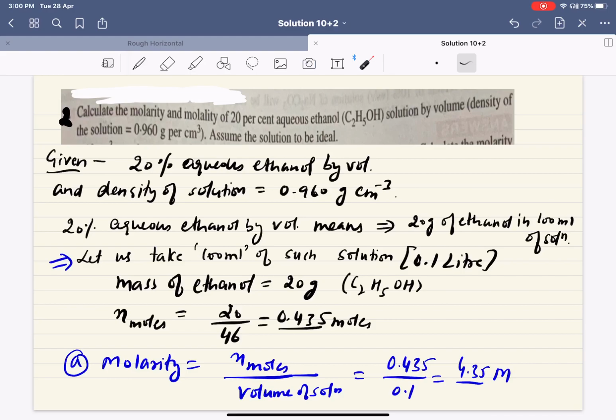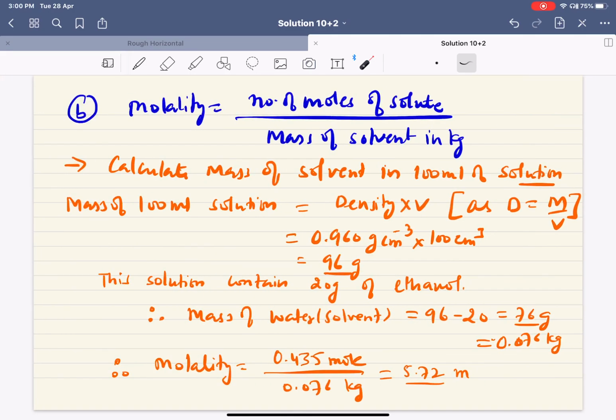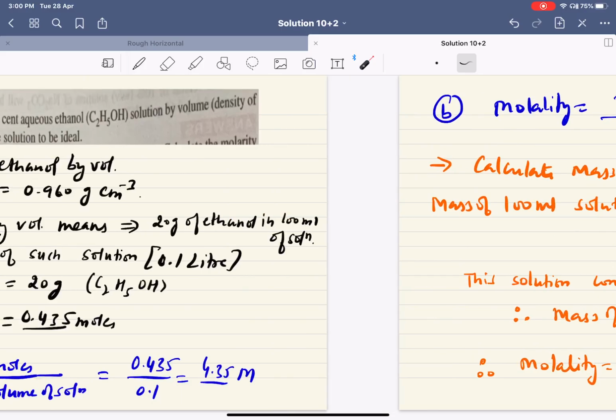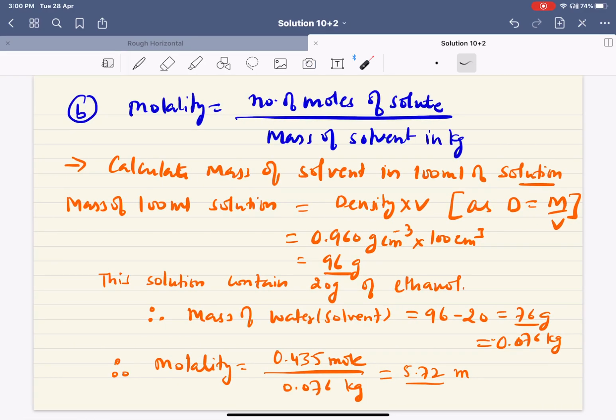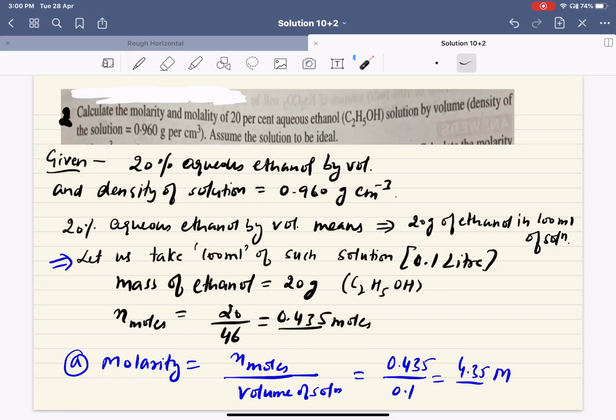Otherwise, if you want to express concentration in terms of percentage, that is equal to 20%. And secondly, if you want to calculate molality, then what is molality? Number of moles of solute by mass of solvent in kg. Number of moles of solute you already have. But in 100 ml of solution, how much solvent is there? You need to calculate that. So first of all, you have to calculate mass of 100 ml of solution, and density of the solution is given.